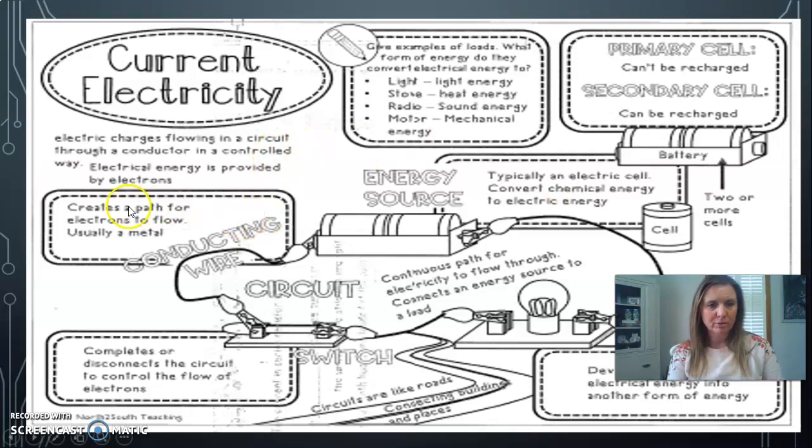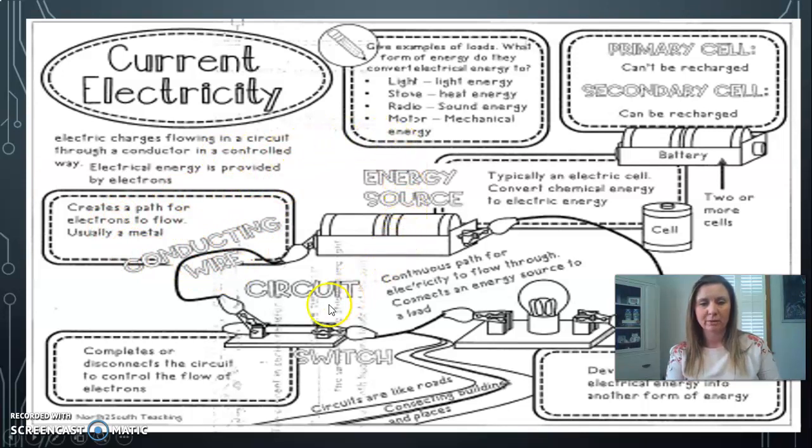Let's jump over to where it says creates a path for electrons to flow, usually in metal. We're going to talk about these wires. We have our energy source that has the electrons to flow through, but they have to have a path to travel through somewhere, and that's what our wires are. Copper is probably one of the better ones. Tin, aluminum, sometimes gold, all of these are found in different types of wires to allow them to move through.